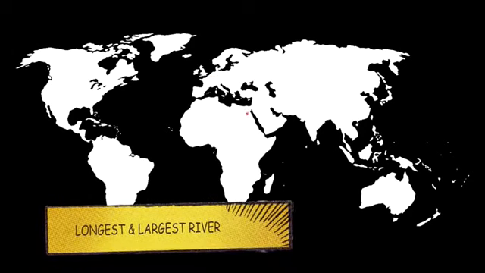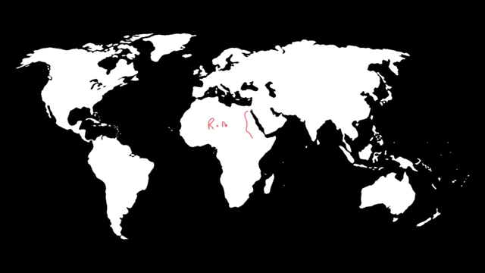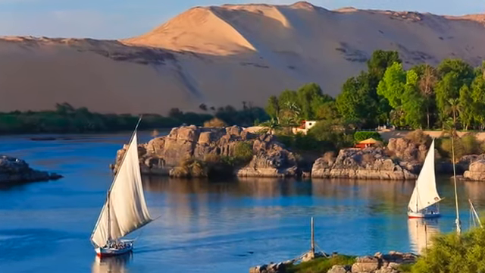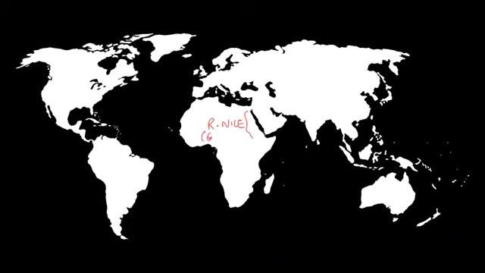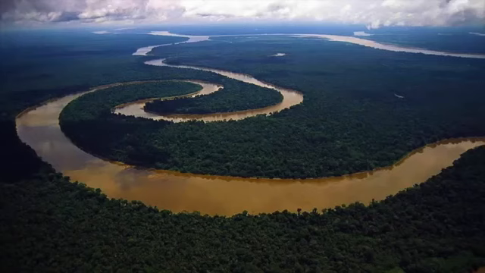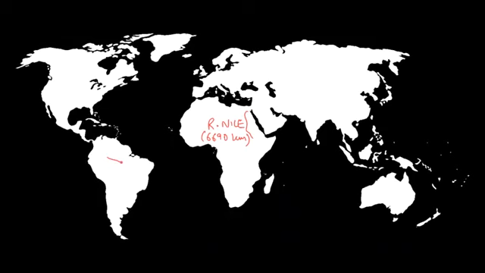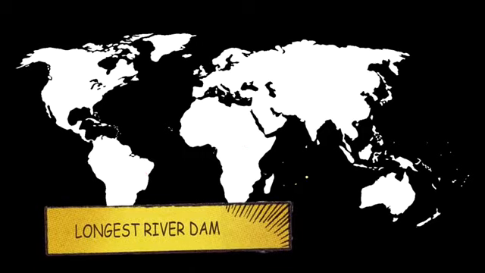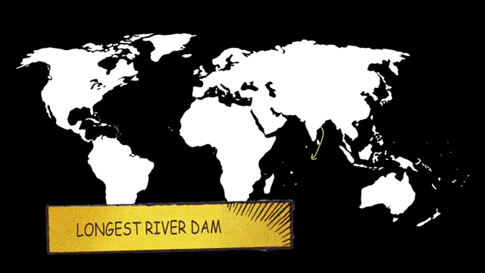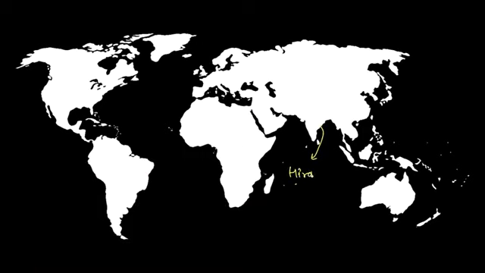The longest river is the River Nile in Africa. It has a length of 6,690 kilometers, whereas the largest river in volume is the Amazon River. Now, the longest river dam is the Hirakud Dam on the river Mahanadi. This dam is in Sambalpur district in Odisha.